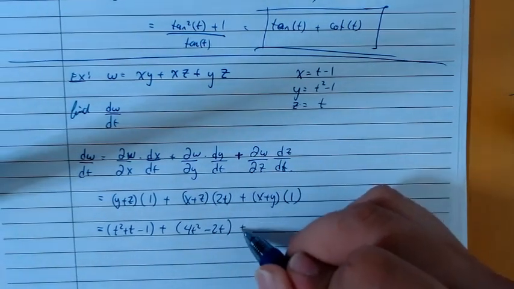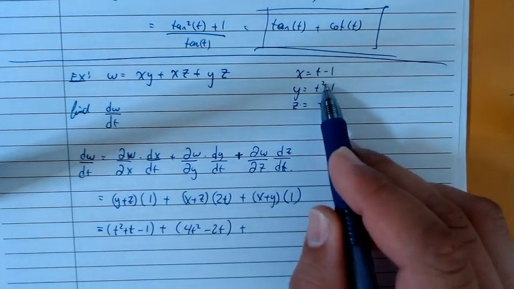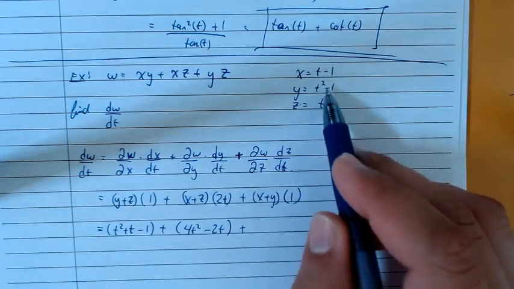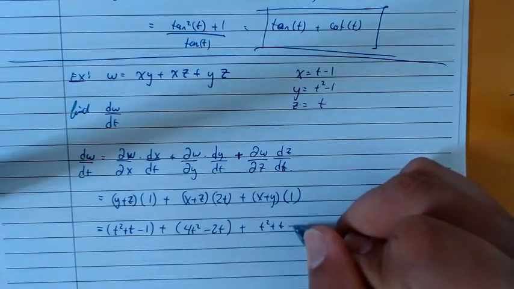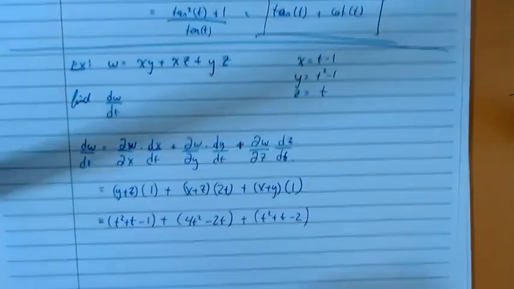And then over here, you see x plus y. Okay, we're going to add these together. That's t squared plus t, and then add those gives me negative 2. T squared plus t minus 2. And you're multiplying by 1, which doesn't really do anything.